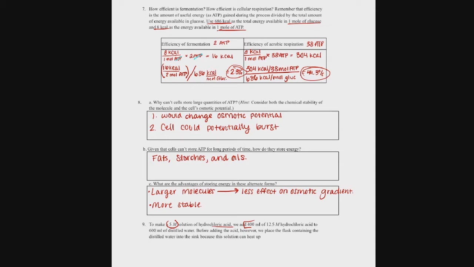Before adding the acid, we place the flask containing the distilled water into the sink because the solution can heat up so rapidly that the flask breaks. How is this reaction similar to what happens in chemiosmosis, and how is it different?